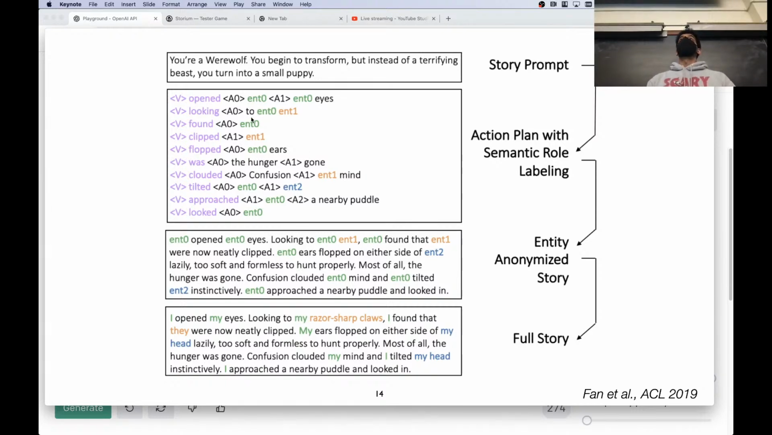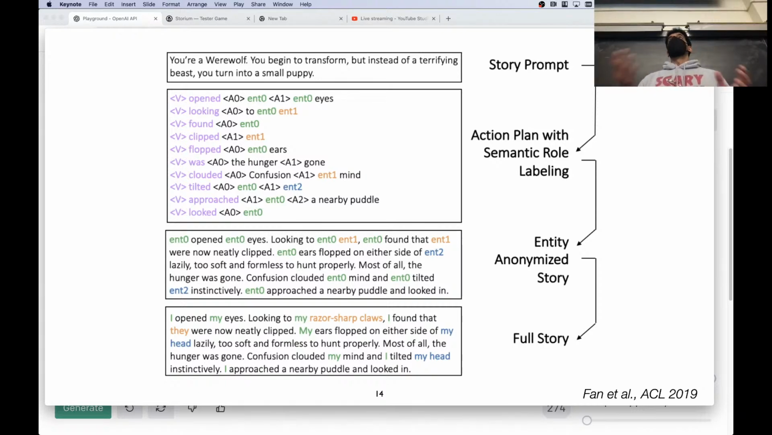But you can see that not every single word in the story occurs in this plan right here. And also interesting are these placeholder tokens. So entity 0, entity 1, these could correspond to different characters, or they could be different entities or objects in the story. So here, if you look at the actual text, entity 0 open, entity 0 eyes. This, in the ground truth, is I opened my eyes. So these are referential to each other. Looking to my razor sharp claws, I found that they were now neatly clipped. Oh, this is an interesting story. But anyway, the overall methodology here is first, given a prompt, produce a plan of the story that is not a complete story itself, but has this outline. And then from the outline and the prompt, generate the actual text of the story.